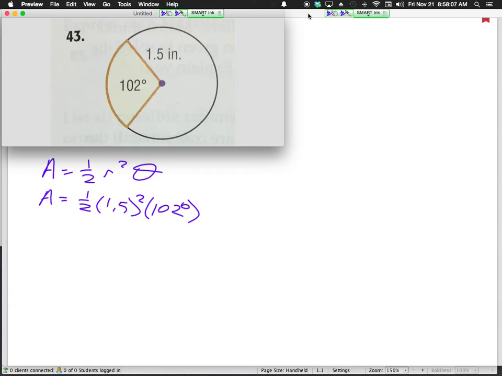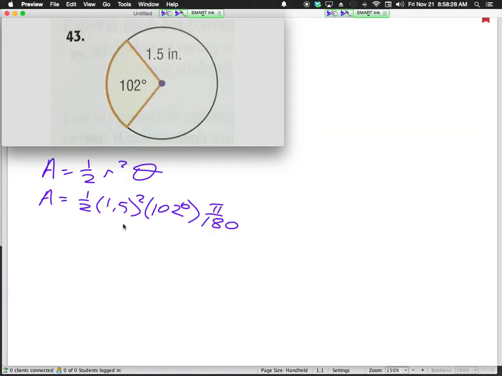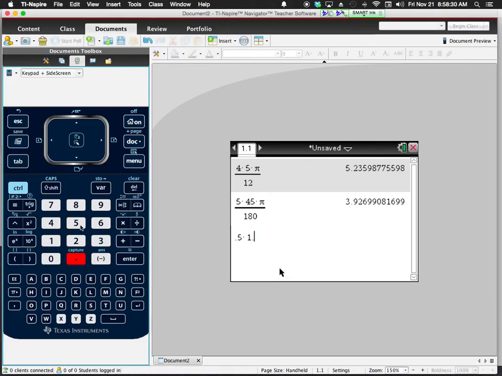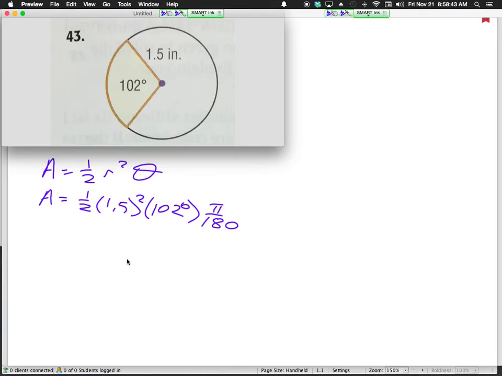Are we happy with that? No, I need to do what else? Multiply by pi over 180. Then I can punch all that in at the same time. Instead of 1/2, what's something easy to put in there except for 0.5? So I'm going to do 0.5 and then 1.5 squared. And then 102, and then times pi, and then divided by 180. And we get 2.002.